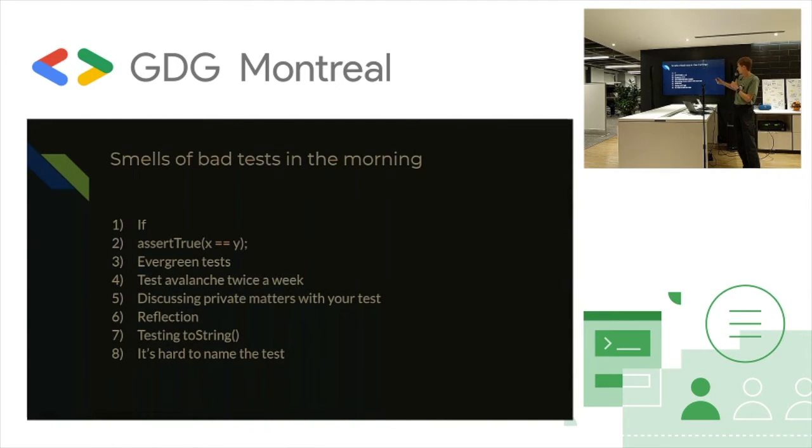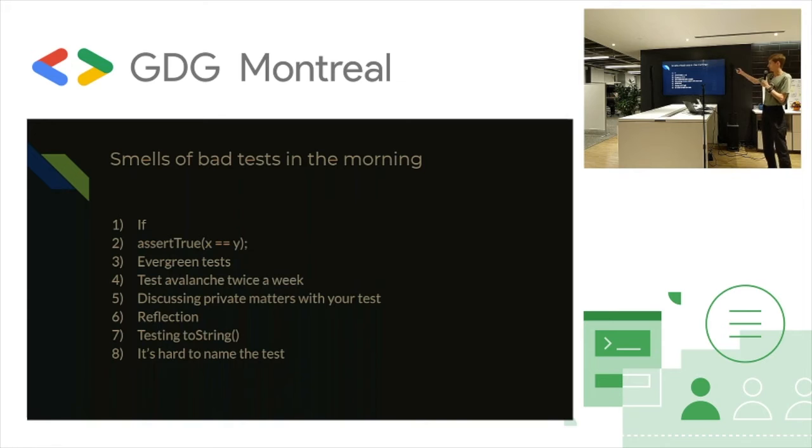With the unit tests, you might have some things that look bad, and they most probably signal that you have some troubles with your tests. Again, if is just bad. So as soon as you have if in the test, it means this test is not reliable. It might behave in a different way depending on something.